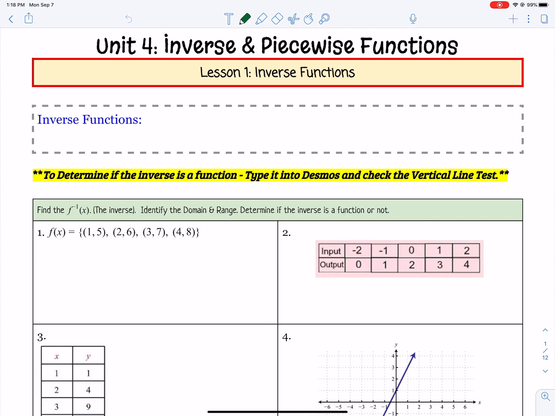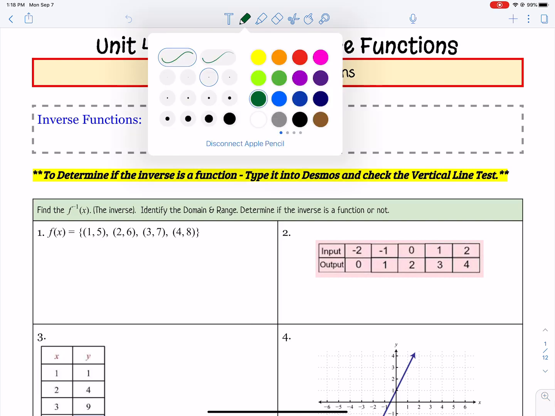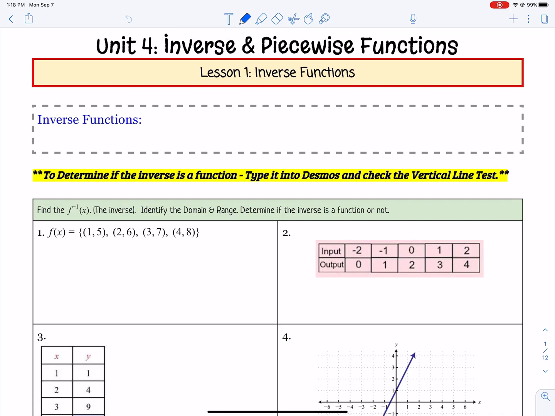In this video, we're going to take a look at inverse functions. There's a big idea that you need to keep in mind when talking about inverse functions: we need to switch x and y. That is a big idea with inverse functions. So always remember, switch x and y, and you'll be headed in the right direction with your thoughts.